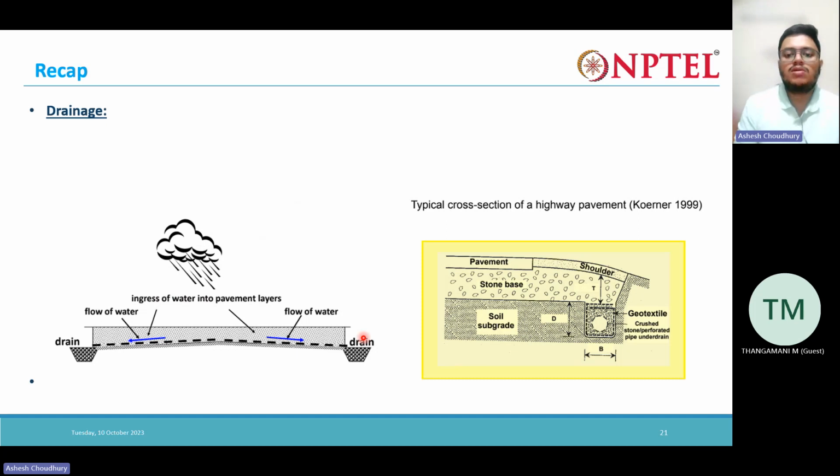Okay, so this was all about filtration. Then we come to drainage. So what is drainage? Drainage is to allow the water to pass through it.